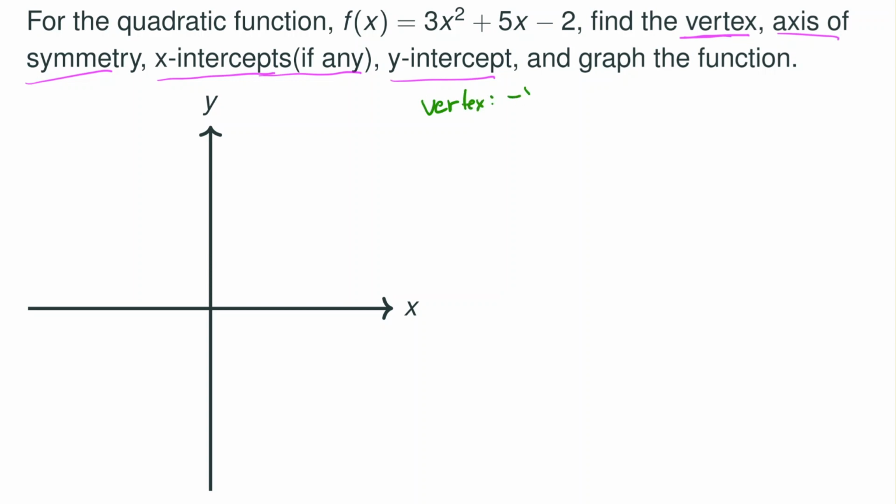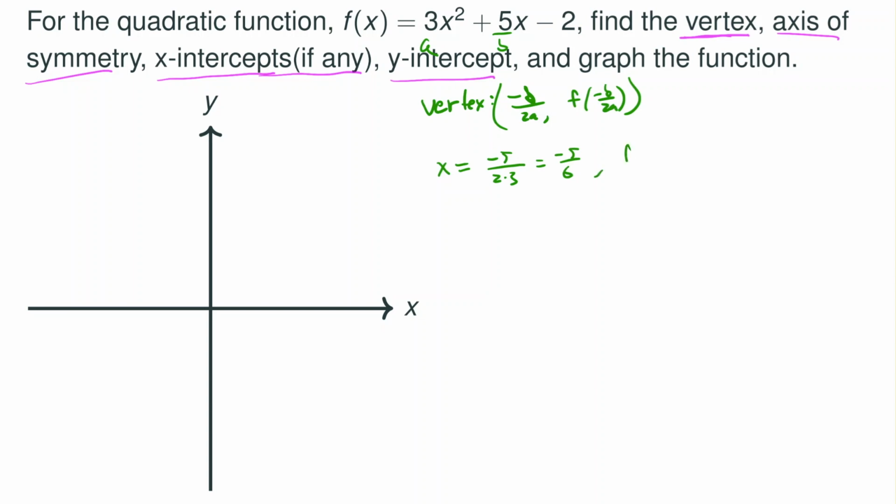For the vertex, we need to first find negative b over 2a, and we plug the value into the function to find the y value of the vertex. F of negative b over 2a. So this is the vertex. So here, this is b, this is a. So the x value of the vertex is negative 5 over 2a, which is negative 5 over 6. So this is the x value.